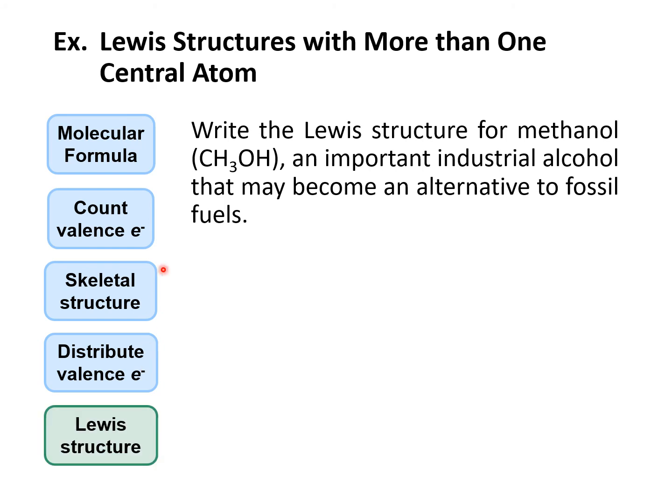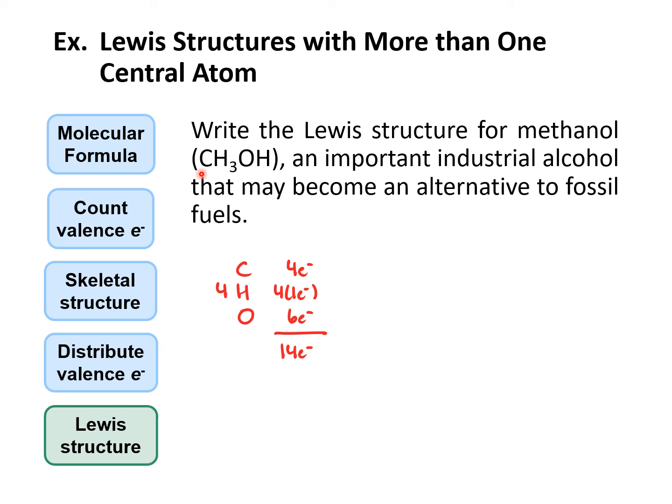So we see here that methanol has one carbon atom, which is in group 14 of the periodic table, giving us 4 valence electrons. We also have 4 hydrogen atoms, which are in group 1, giving us 4 times 1 valence electrons. And we also have 1 oxygen atom, which is in group 16, giving us 6 valence electrons. Adding up all our valence electrons gives us 14 electrons to distribute in the molecule.